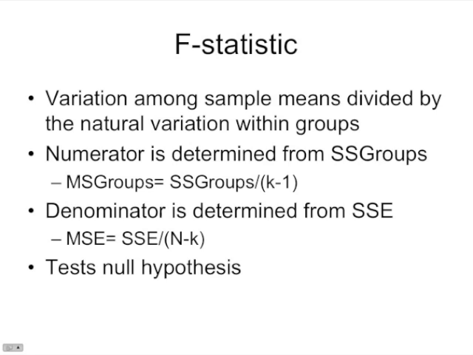The F statistic, as we've been mentioning, is the variation among sample means divided by the natural variation within groups. The numerator is determined from the SS groups, the sum of the squares of the groups, divided by its degrees of freedom, k minus 1. The denominator is determined from SSE, which is the sum of the squared errors, divided by its degrees of freedom, which is big N minus k.